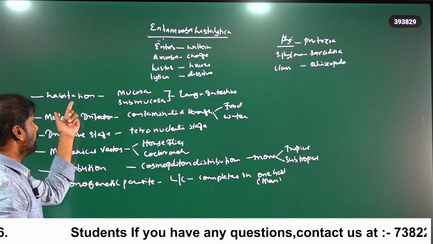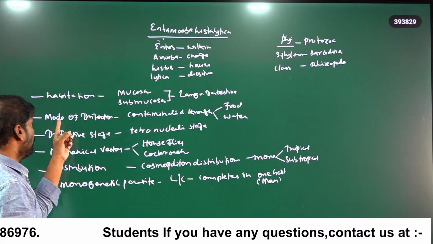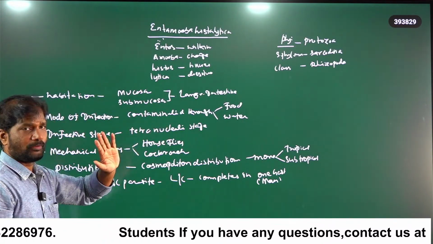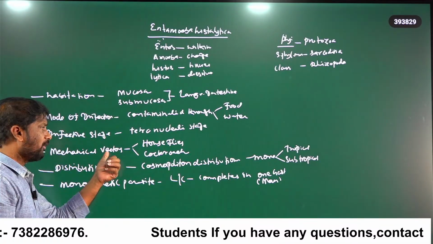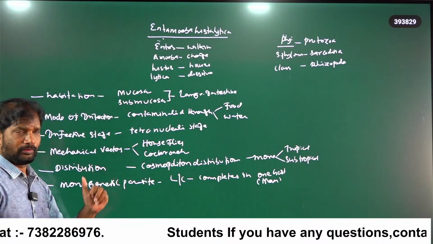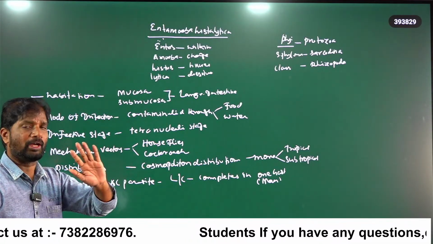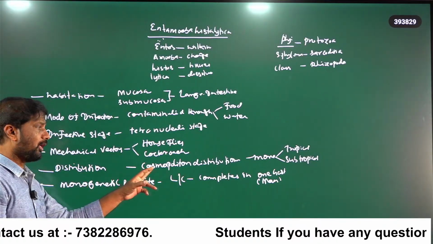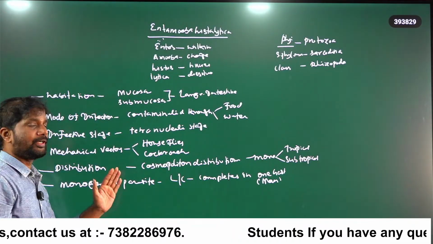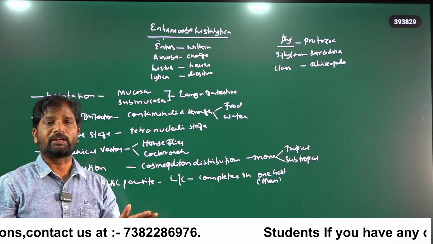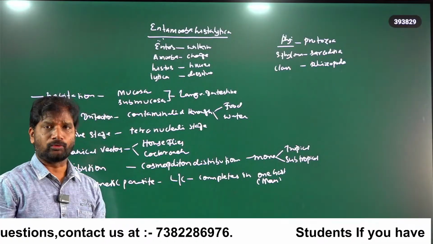Once again, the habitat is the mucosa and submucosa of the large intestine. The mode of infection is contamination through food and water. The infective stage is the tetranucleate stage. Mechanical vectors are houseflies and cockroaches, known as mechanical because the parasite does not develop in them. The distribution is cosmopolitan, throughout the world. And it is a monogenetic parasite, as its life cycle completes in one host only.